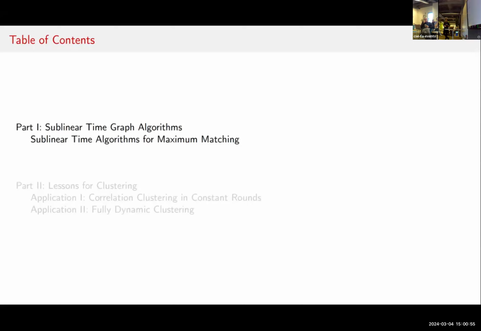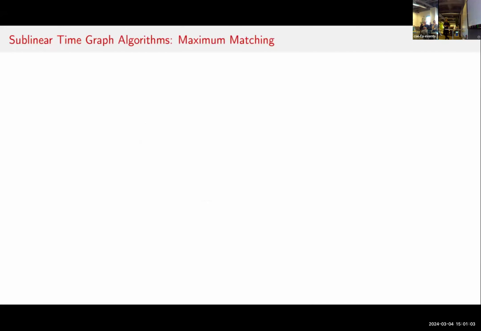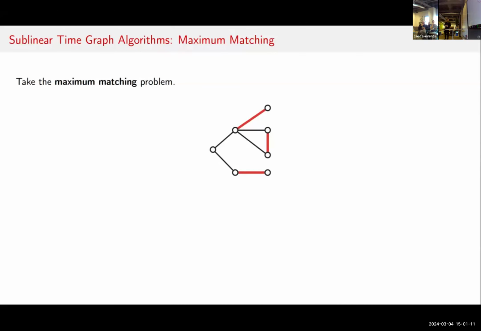So I'll particularly start talking about the matching problem. This is a very well-studied problem in the sublinear time model, for which a heavy machinery has been developed that's been useful also for clustering. So what is the matching problem? Just a quick reminder, a matching in a graph is a collection of vertex-disjoint edges. The red edges here form a matching, and we're interested in a matching of largest possible size. That would be the maximum matching of the graph.